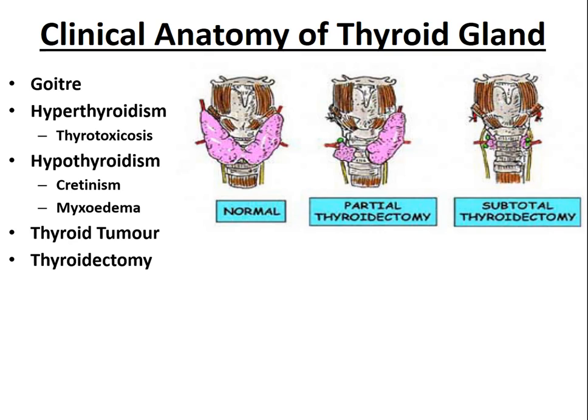So we keep the posterior part or posterior border of the thyroid gland intact. Why? Because the parathyroid gland lies there, and if we accidentally remove the parathyroid gland, it will lead to hypoparathyroidism, which will lead to hypocalcemia, leads to tetany, and the patient may die. And that is why we have to preserve the parathyroid gland.